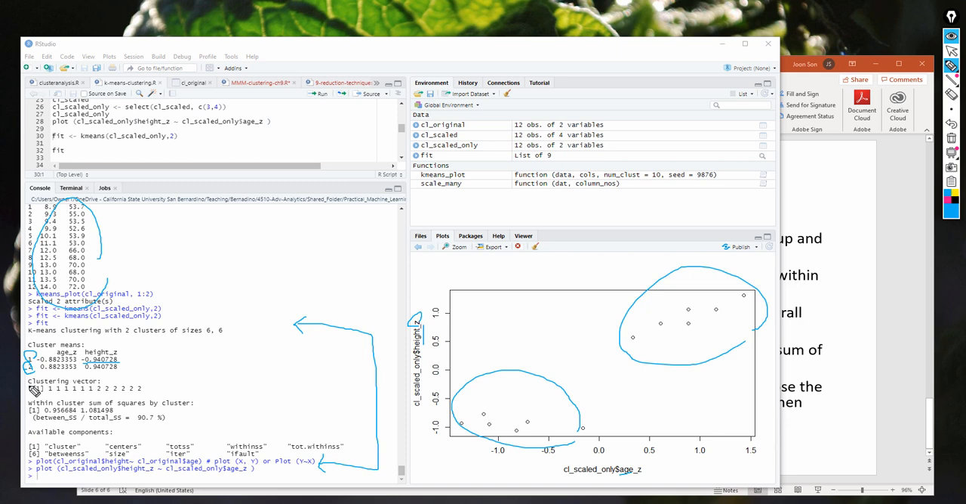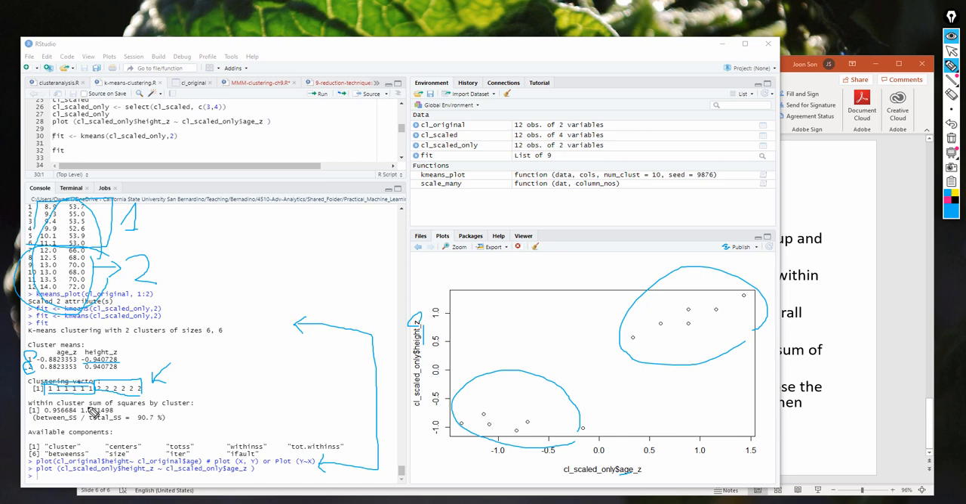And then finally there's a cluster vector, which is 1, 1, 1, 1. That means all of these belong to cluster 1. So basically 1, 2, 3, 4, 5, 6: the first 6 data points belong to the first cluster, cluster 1. And the remaining 6 belong to cluster 2, the second cluster. Now the next one is kind of important.